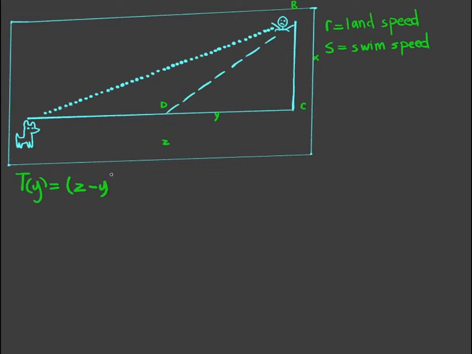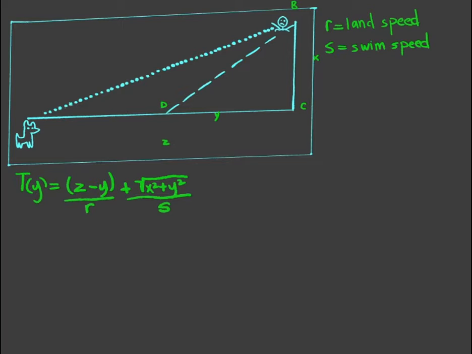We now need to set up our function of time. Our equation is going to be time, t of y, equals the quantity z minus y, which is the distance Lassie will travel to the optimal point of entry, divided by r. Then add the square root of x squared plus y squared divided by s. We use the Pythagorean theorem to find the hypotenuse, which is the distance from the optimal point to Mike.